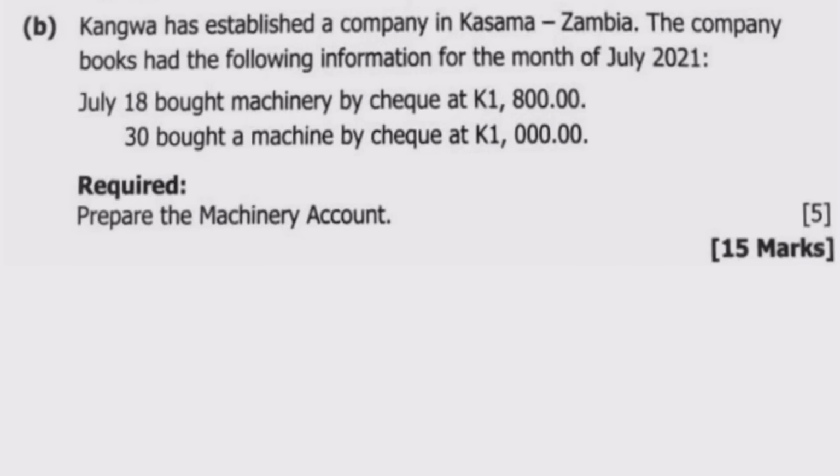July 18, bought machinery by check at 1,800. On 30th July, bought a machine by check at 1,000 kwacha. Okay, so there was a purchase of a machine with 1,800 on 18th July, and then there was also another purchase of a machine on 30th July, which costed 1,000.